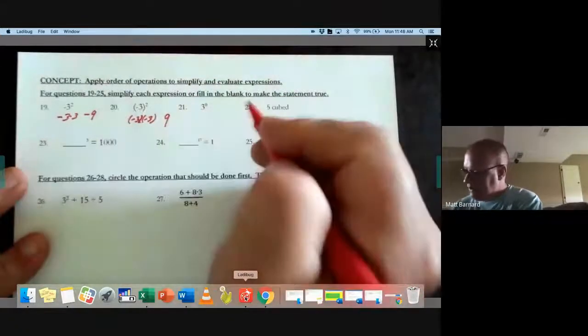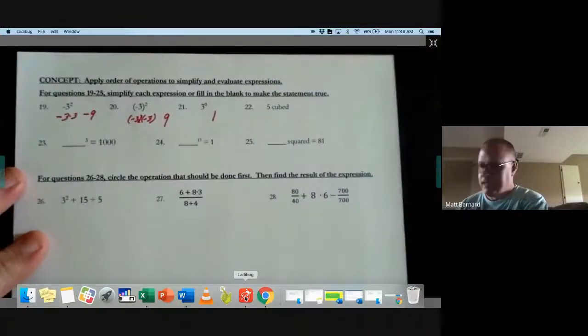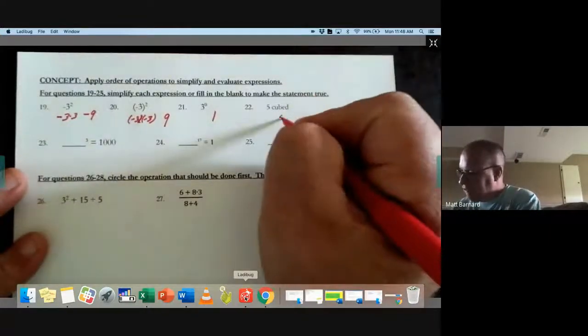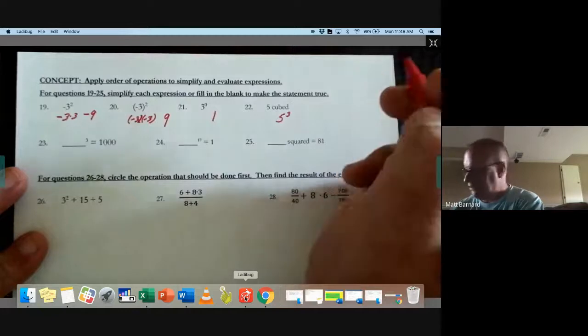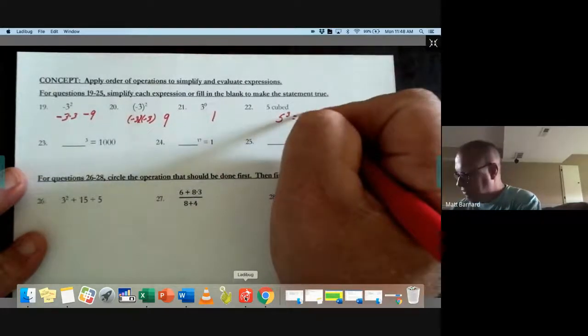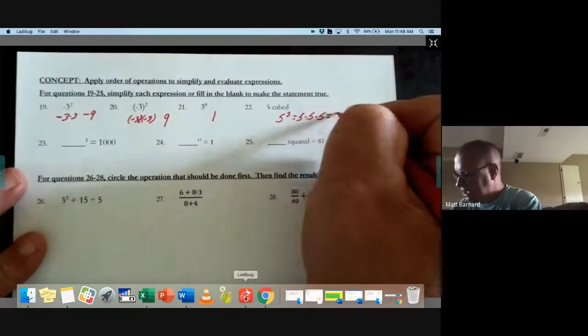Anything to the 0 power is 1. 5 cubed, that means 5 to the 3rd power, or 3 factors of 5, which is the same as 5 times 5 times 5, which is 125.